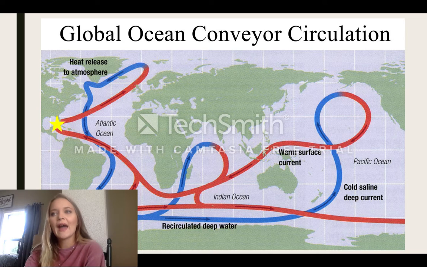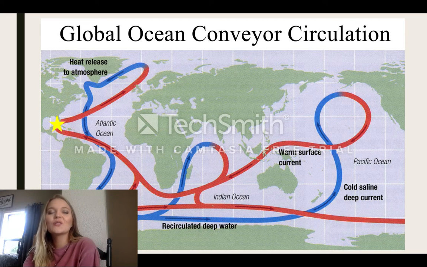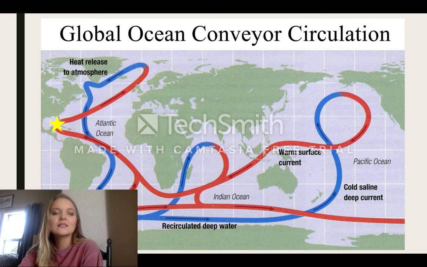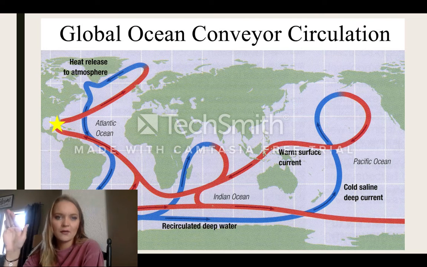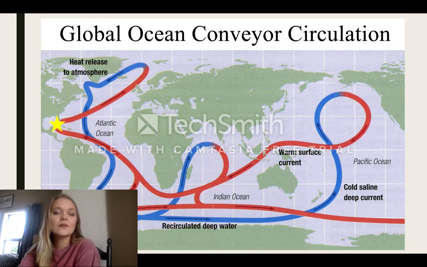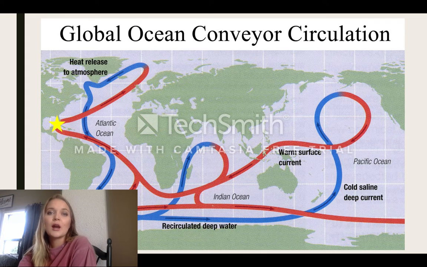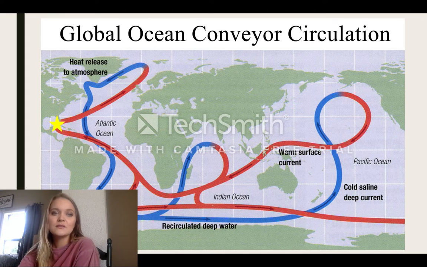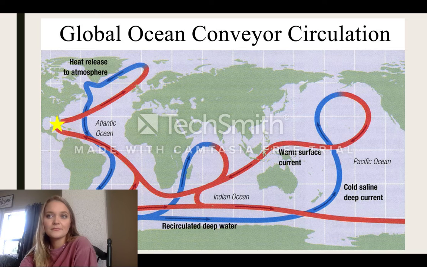Now there's a general pattern of deep sea circulation, and we'll go through it step by step, starting with the little yellow star and the red line coming out of it. Now this red line is actually a surface current commonly known to us as the Gulf Stream. And the Gulf Stream brings warm tropical waters from lower latitudes up to higher latitudes.